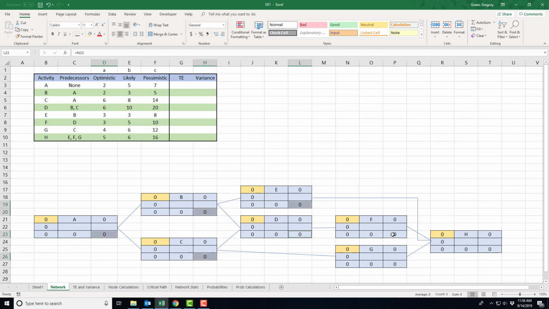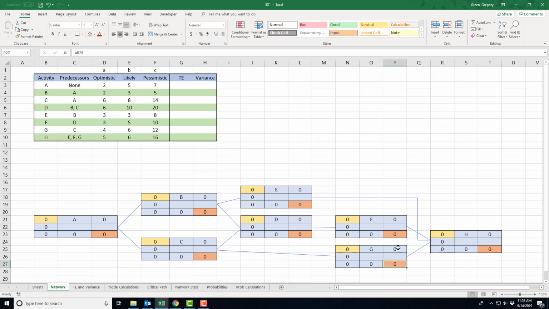The next thing I do after I've completed all of these early start times is I go through and construct all of the late finish times. The first one's easy. It's just that the first late finish is equal to the early finish here in node H, the last node.